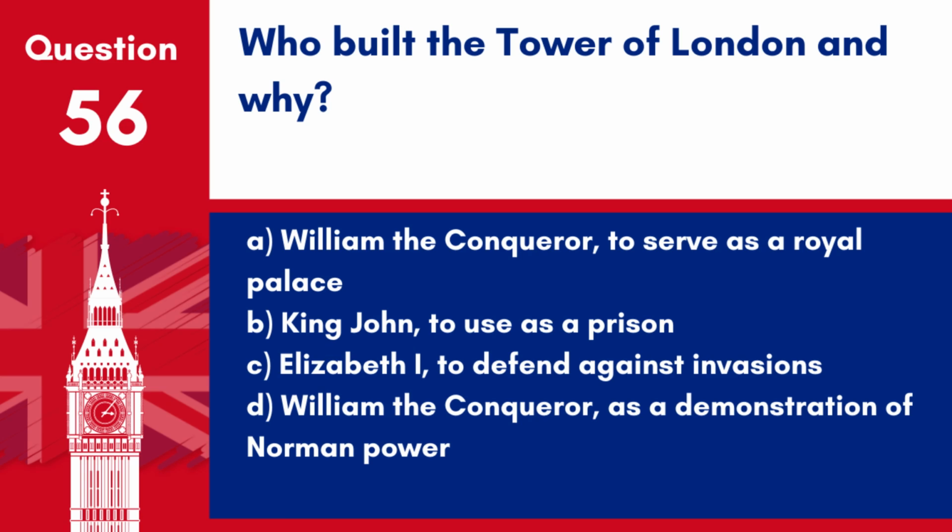Answer D. William the Conqueror, as a demonstration of Norman power. The Tower of London was built by William the Conqueror starting in 1066 to establish Norman control and serve as a royal residence and fortress.